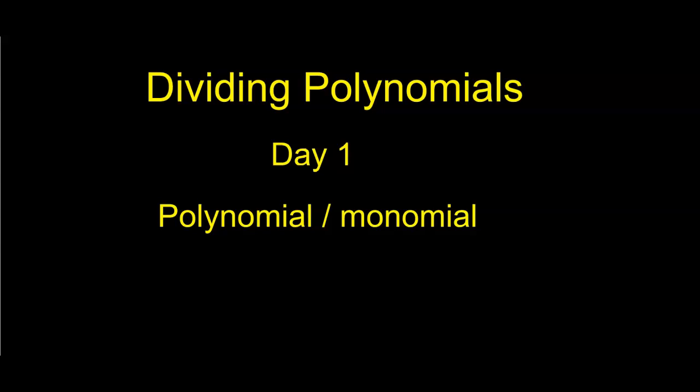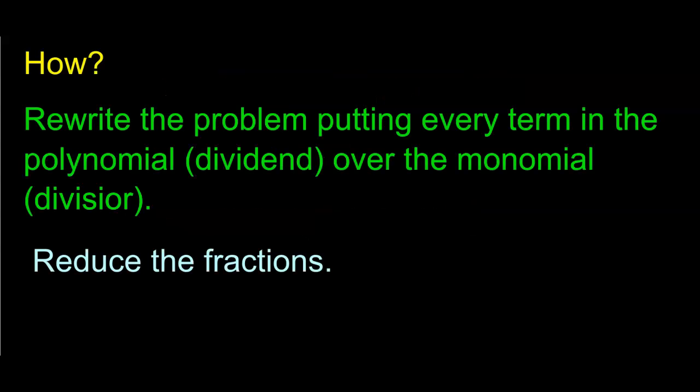We are going to spend the next few days talking about polynomial division. For today, we are strictly going to stick to a polynomial divided by a monomial. A polynomial is an expression with many terms, and a monomial is an expression with a single term. How do we do this?